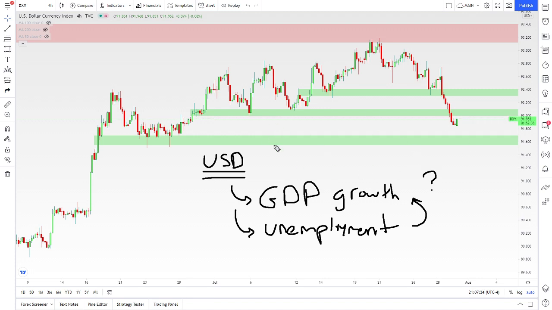Because investors from around the world want to actually buy something like the US dollar if it is looking strong in the area of GDP growth. Okay, so there are all these factors.